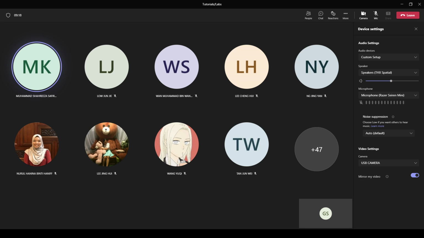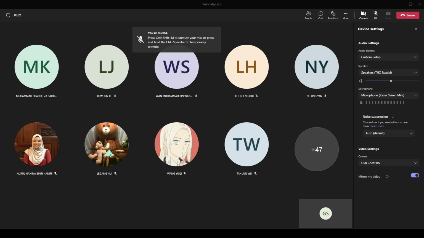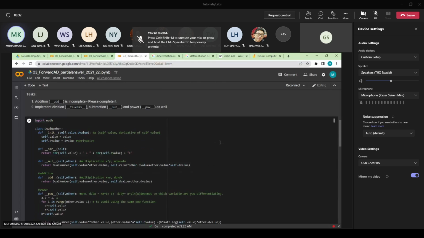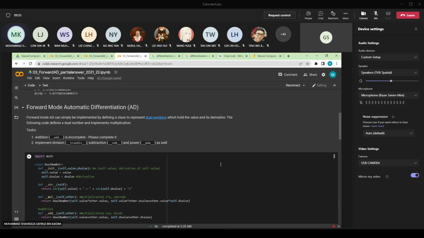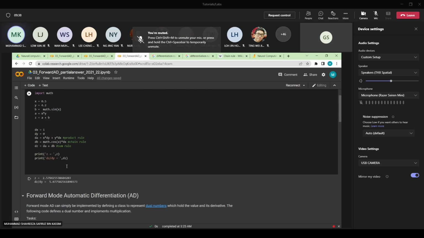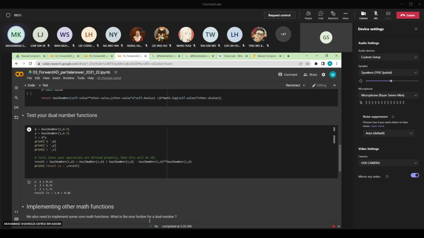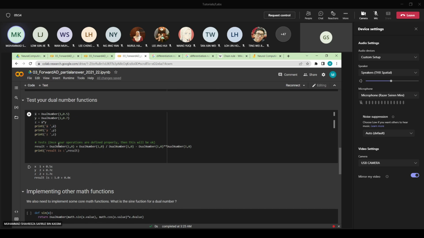So, last week we did the forward automatic differentiation exercise. We have some functions here, and you are asked to complete the class DualNumber, and to complete its methods: the multiplication, the addition, the power, and all that. If you do all the operations properly, you'll see the dual number here.